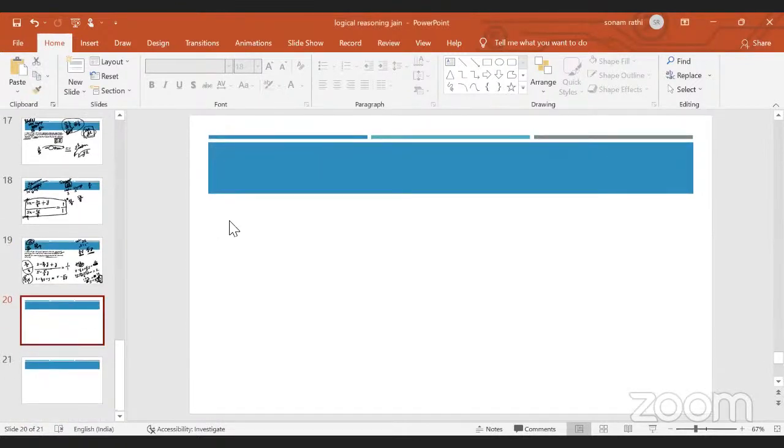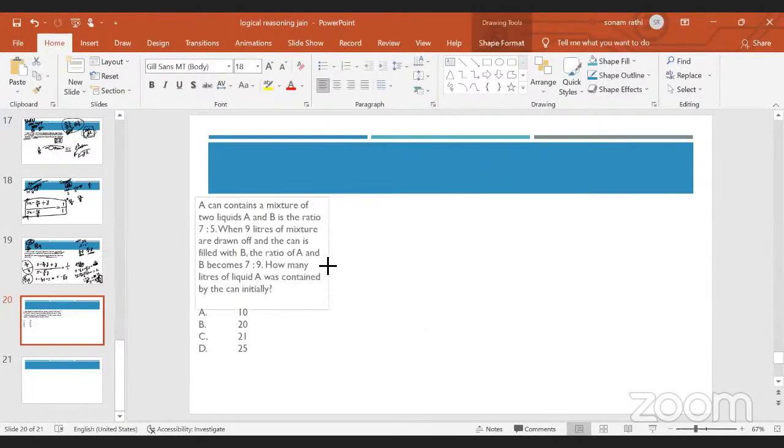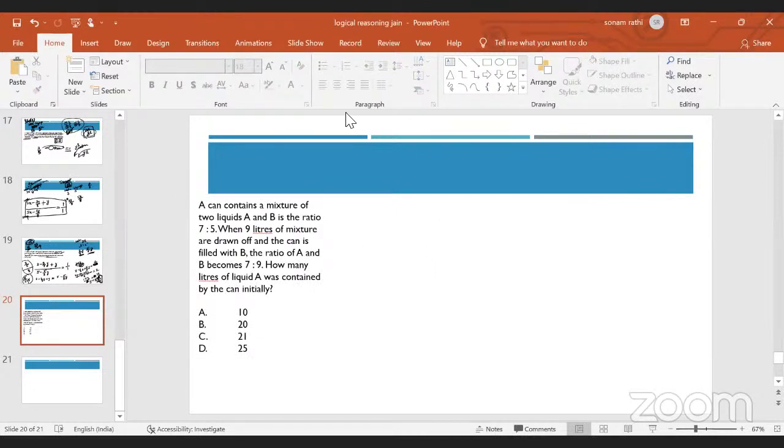Okay, do the next question. Very similar to the previous question we did. You can do it if you use logic properly. I'm giving you 5 minutes. Take 5 minutes and try to solve this.